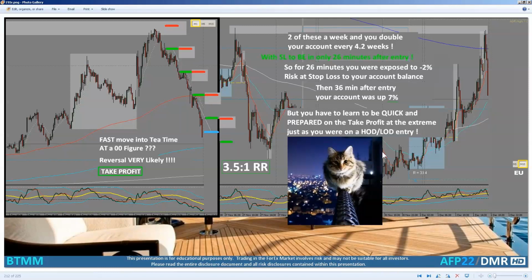So you have to get Kitty Boy on the top. You've got to get Kitty Boy on the bottom too. You have to be able to take your profits the same way that you would do a high-low entry. All right, fast move into tea time at the 0-0 figure. That's what you wanted to have in your head as this thing hit, and also knowing you're up 3.5%. If you had 1%, or up 7% on a single trade, there's nothing wrong with taking that trade.